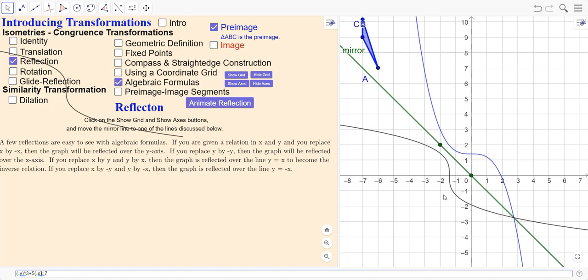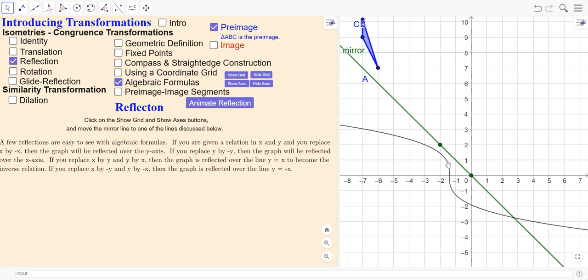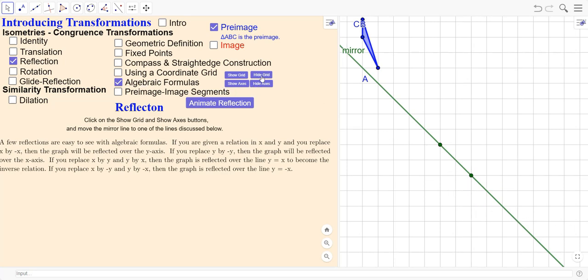So certain ones can be worked real nicely for reflections, particularly the same ones that were easy to do with the grid. Okay, but in general, that's a little bit harder to use the grid or the axes or formulas in general.